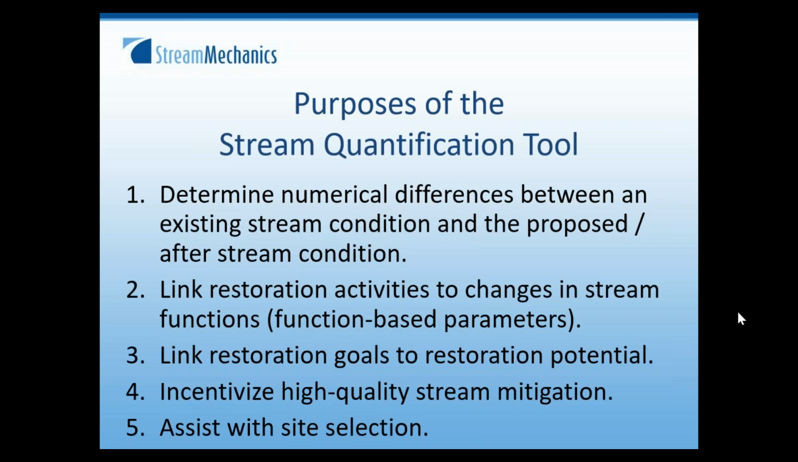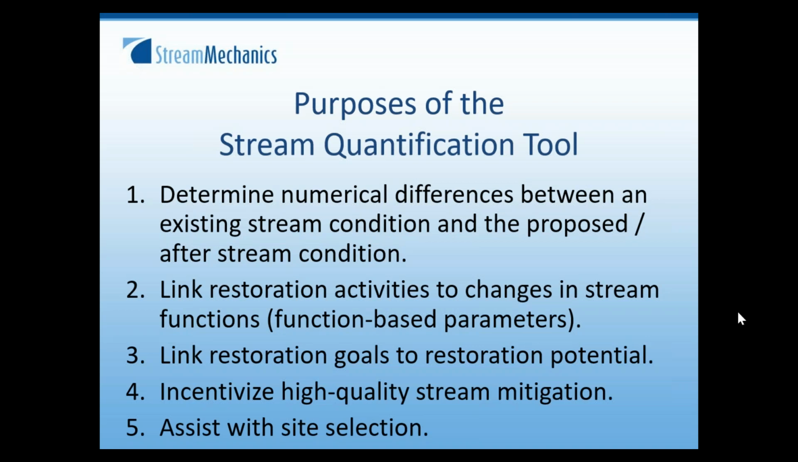And then third is to link the restoration goals to restoration potential. So this idea, function-based goals and restoration potential, is also described in more detail as part of the Stream Functions Pyramid framework. And it's not a quantitative part of the SQT, but there is a place in the worksheet, in the spreadsheet, for people to list their function-based goals and to describe the restoration potential and to make sure that there's a match. In other words, that people are not articulating goals that are not supported by the restoration potential.